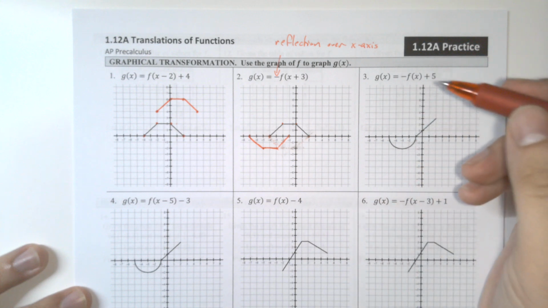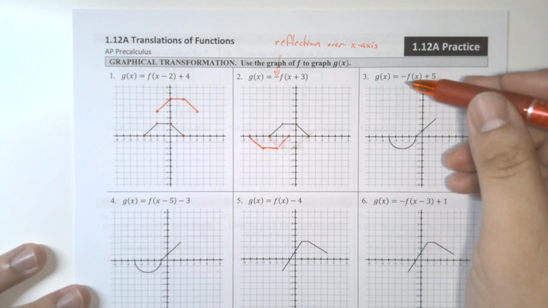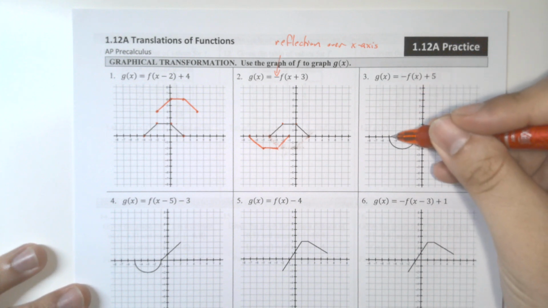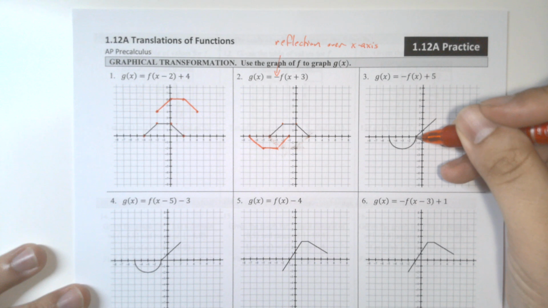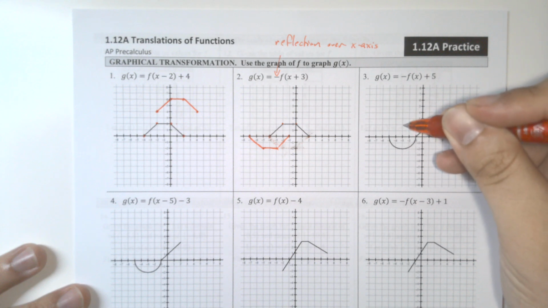Okay, what about this function? So g of x, again, we're going to reflect it over the x-axis, and we have to do that first. So reflecting it, we're just flipping the y-coordinate. This point's going to stay the same, and this point's going to stay the same. However, this point right here is now going to move up here. So let me mark that.